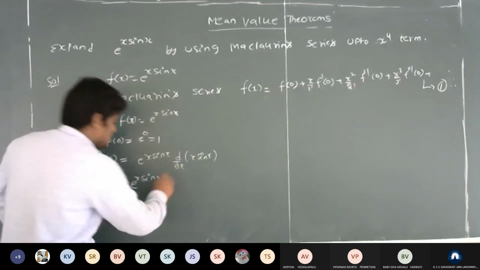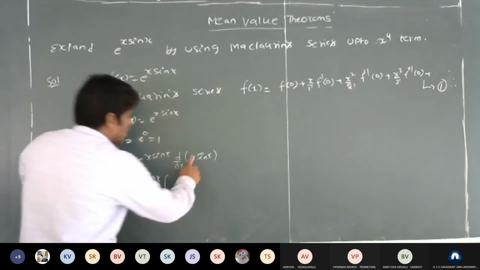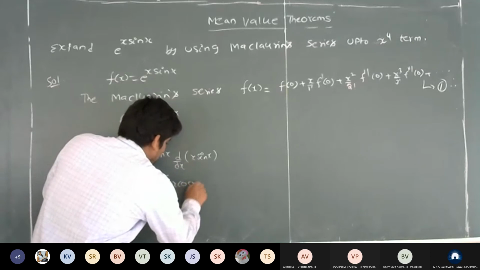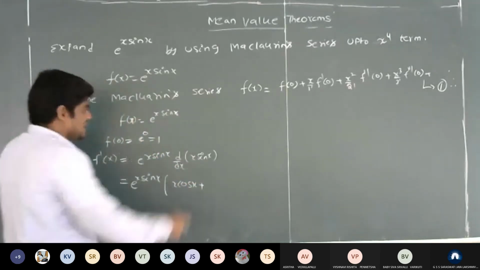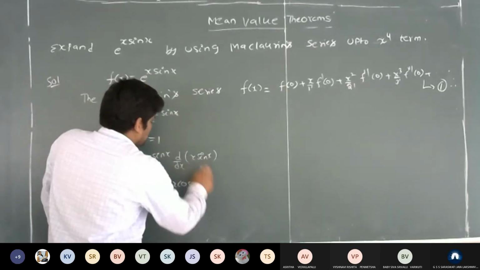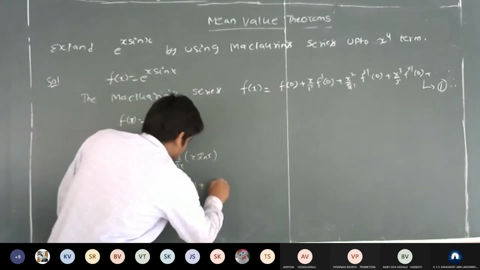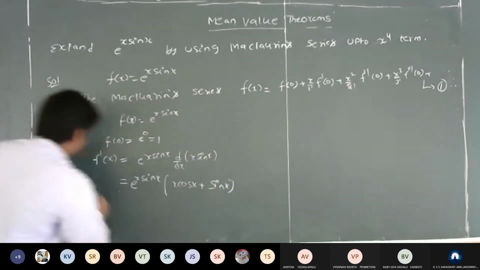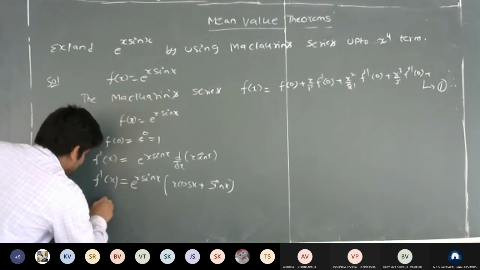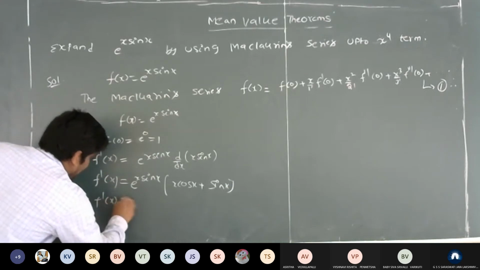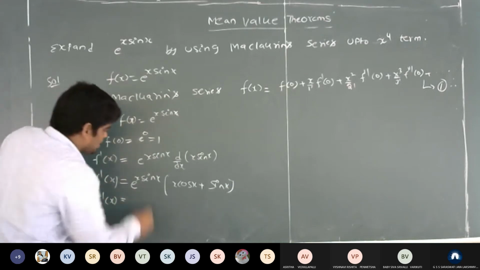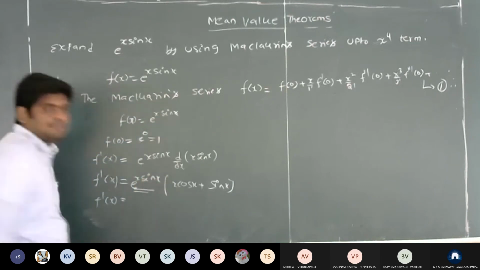So find the derivative of this. Apply the UV rule. So x into cos x plus x into cos x plus the next one. So here x into cos x plus sin x, plus sin x. So I am writing it as f dash of x is equal to, in terms of the f of 0 for our simplicity.